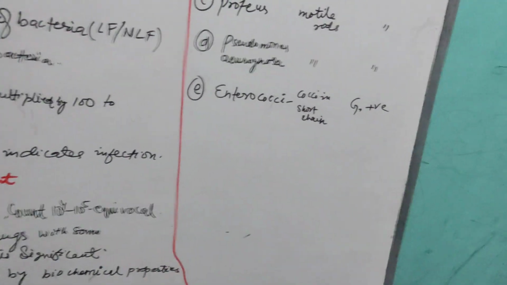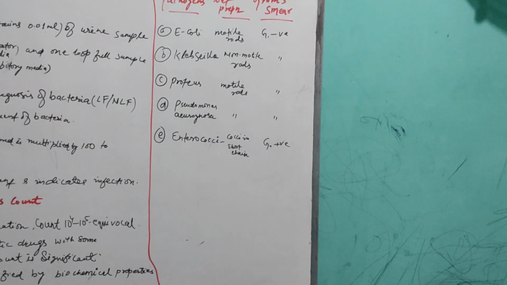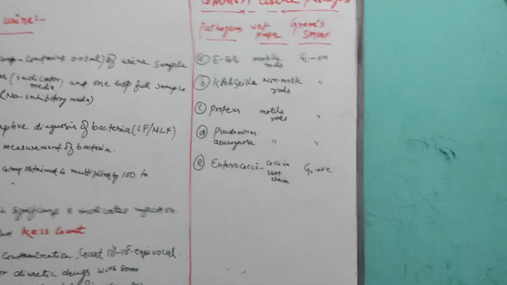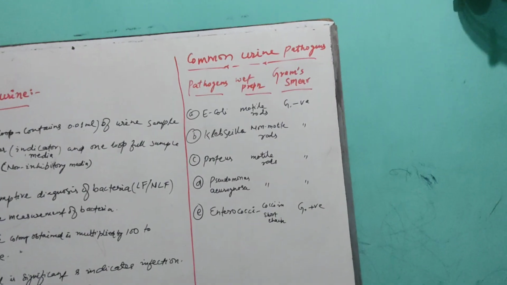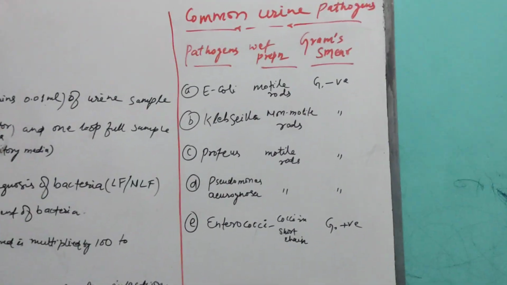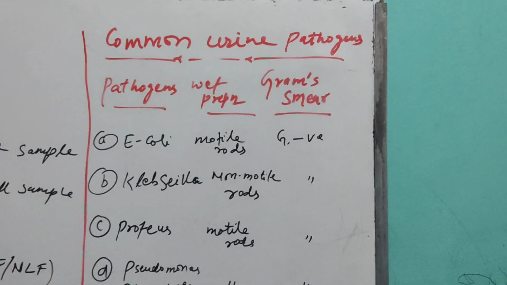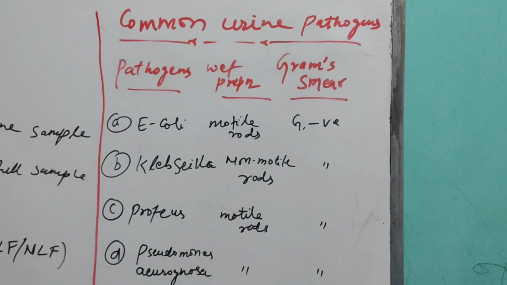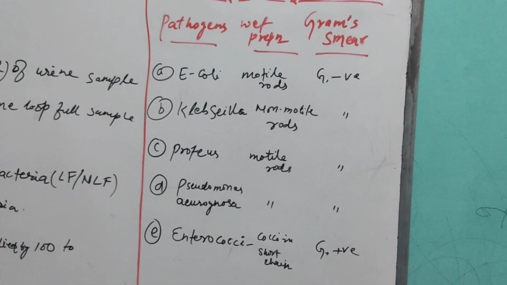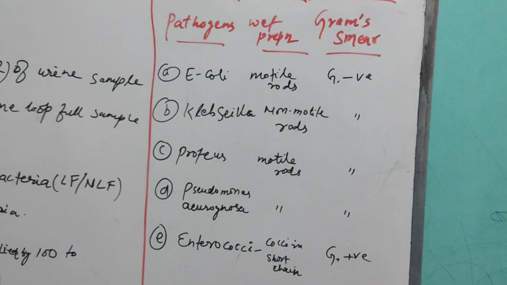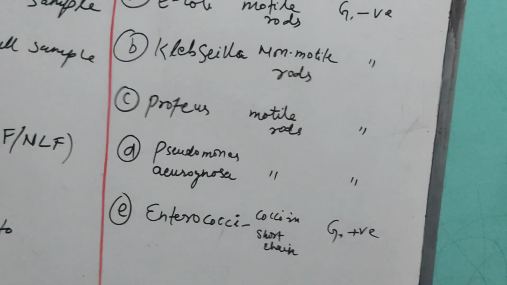The common urine pathogens, which are commonly present in the urine samples, can be identified by their wet preparation and their gram smear to find out the types of bacteria. Which bacteria is this one? The E. coli bacteria. First one, E. coli bacteria, they are motile rods in the wet preparation.